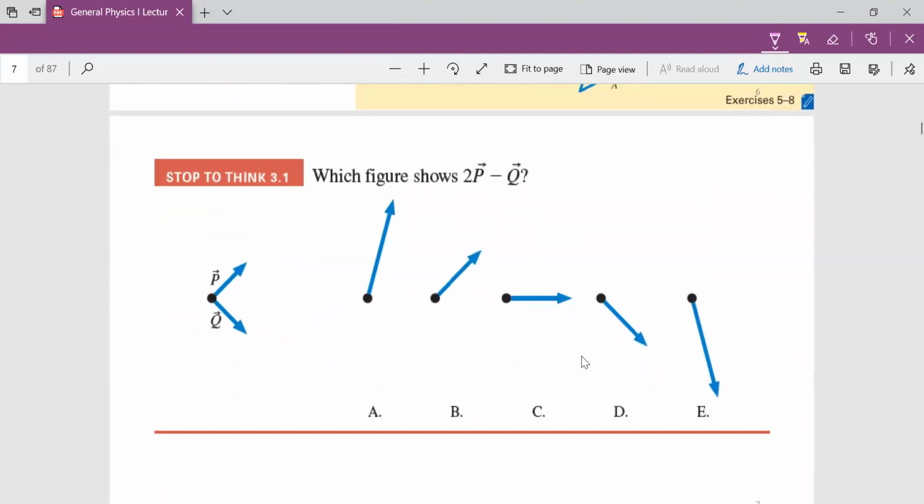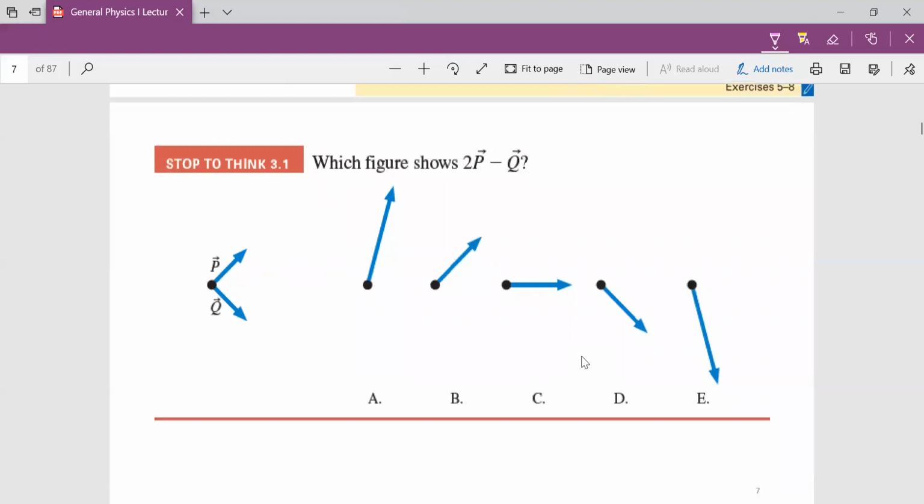So let's quickly look at this. I will give you just 1 minute to give us the answer to this. What will be the answer to this? If you have Q and P, what will be the resultant arrow for 2P minus Q? The idea is take P, elongate 2 times, then reverse Q, then make a resultant. I'd like to see your answers at the chat.